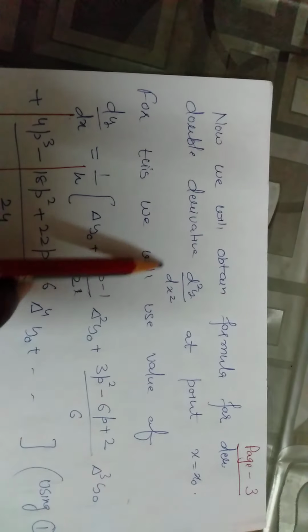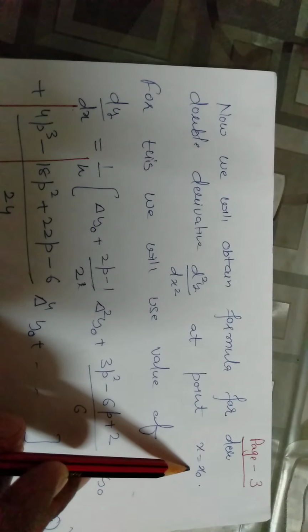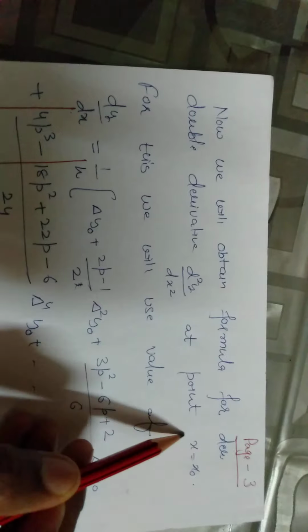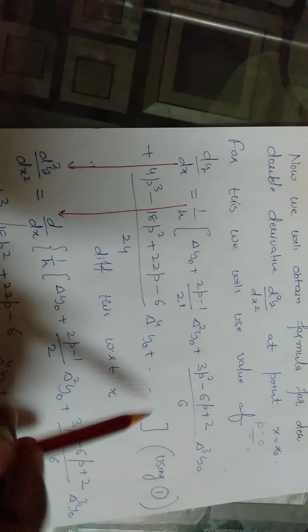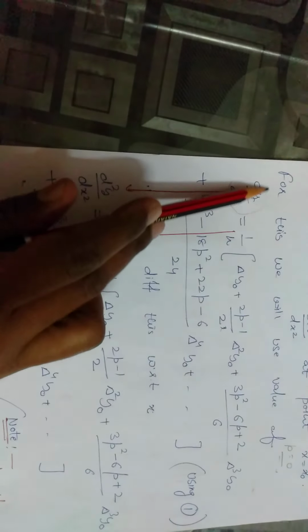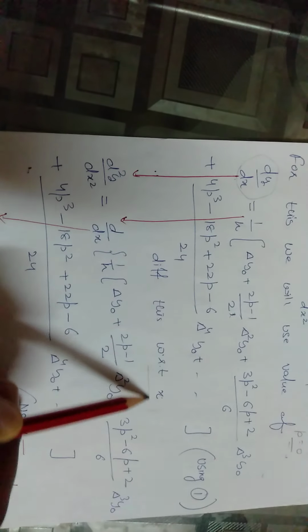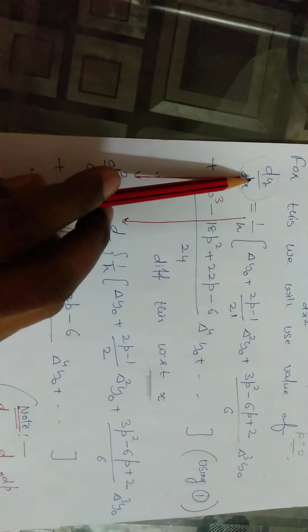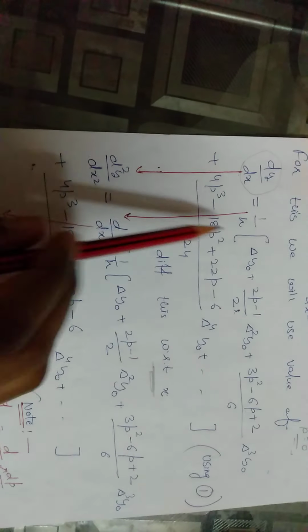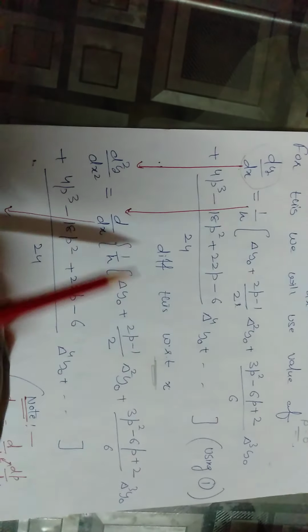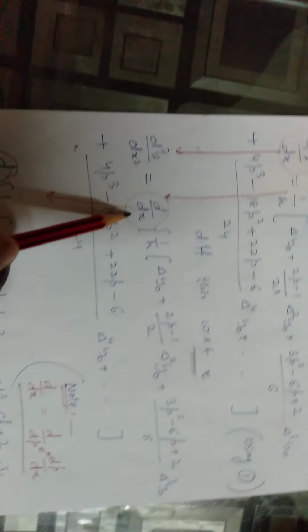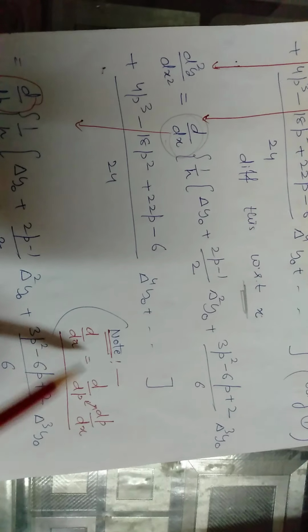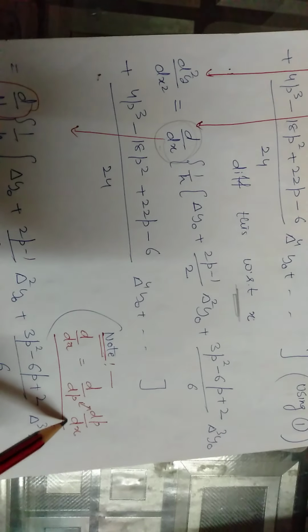Now we will obtain formula for the second derivative at the point x is equal to x naught. Formula is same. When x is equal to x naught, we will put p is equal to 0. So we were having this dy by dx, value of dy by dx from the previous equation. For finding the second derivative, we will differentiate the first derivative with respect to x. So left hand side will become d square y by dx square, and derivative of the right hand side with respect to x. So instead of differentiating with respect to x, we will write d by dx as d by dp into dp by dx.